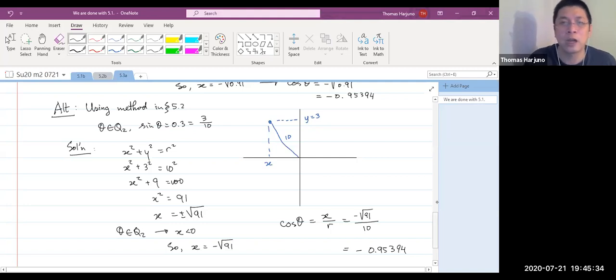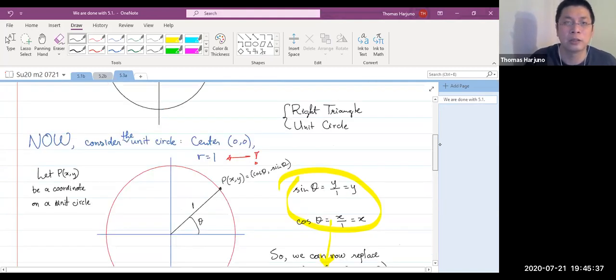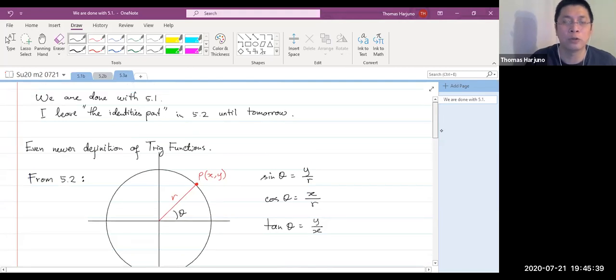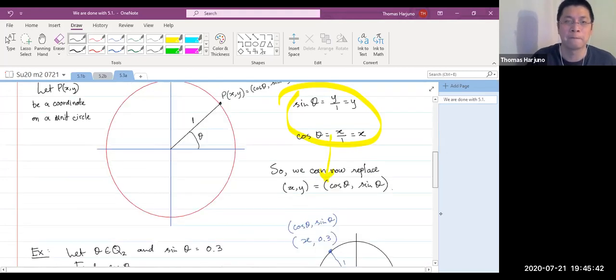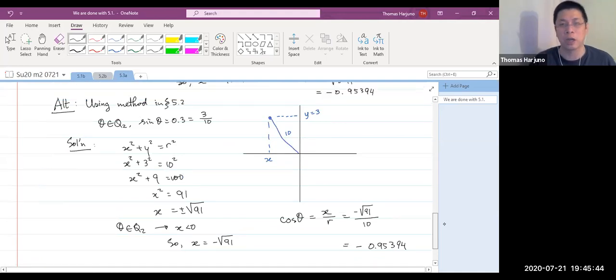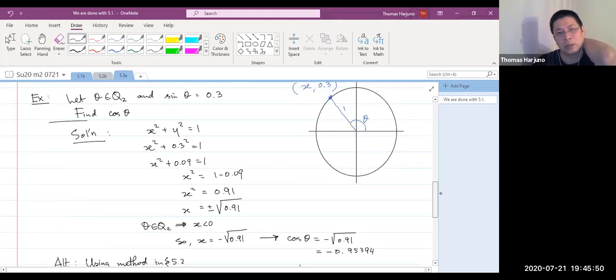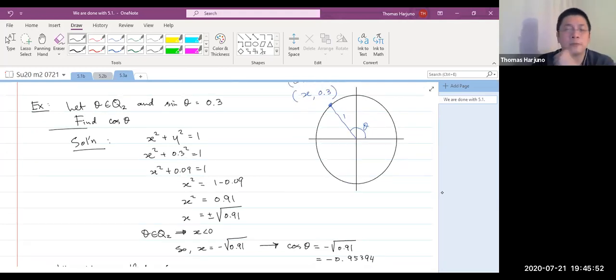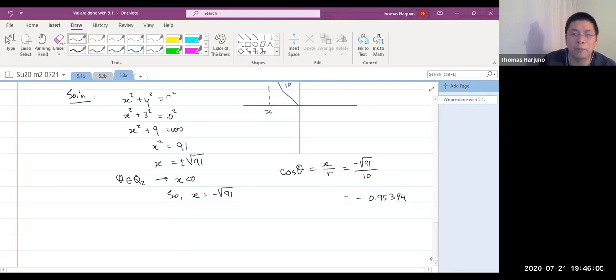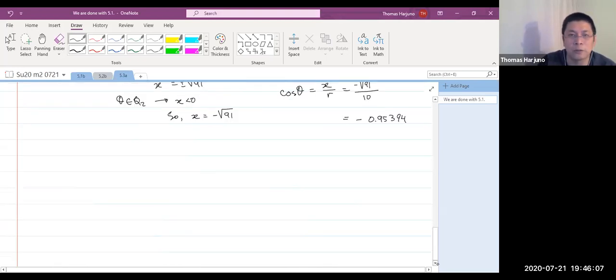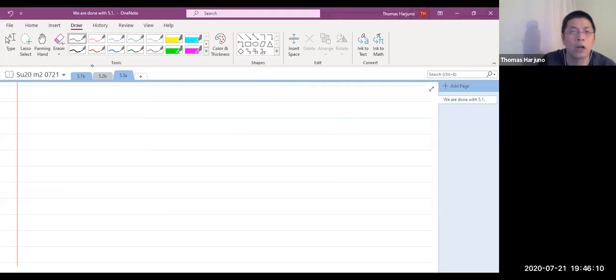So if we have sine and cosine, and given one you need to get the other, then you can use this method. Of course, once you get the sine and cosine, you will be able to find the tangent, because tangent, as you have seen, is basically y over x, that's sine over cosine. But there's one big benefit of using this unit circle. Things that we could not do before, now we can do.